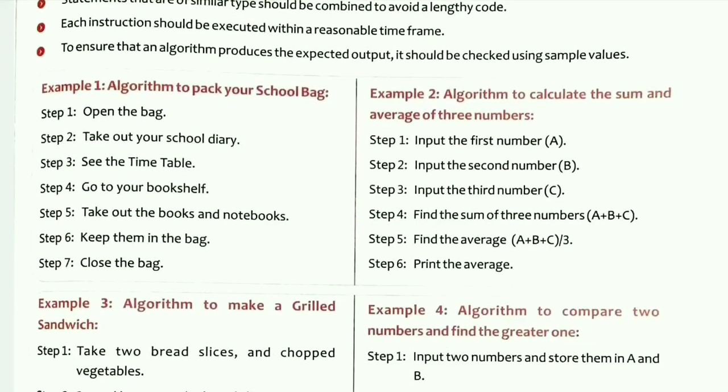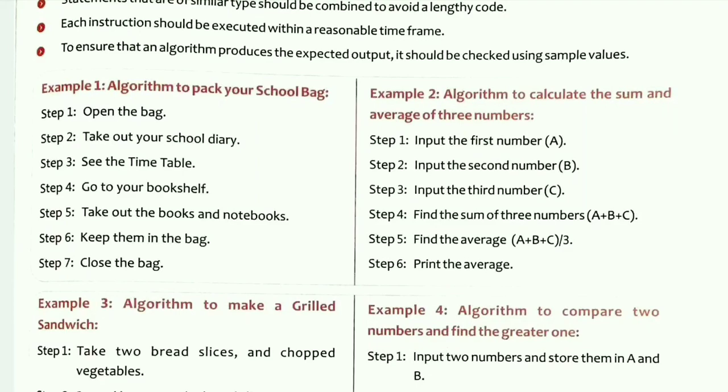Example 1 is algorithm to pack your school bag. Children, if you want to pack your school bag, you need to follow certain steps. And these steps are: step 1, open the school bag. Step 2, take out your school diary. Step 3, see the timetable. Step 4, go to your bookshelf. Step 5, take out the books and notebooks. Step 6, keep them in the bag. And the last step is close the bag. So whenever you write this procedure step by step, it is called algo.